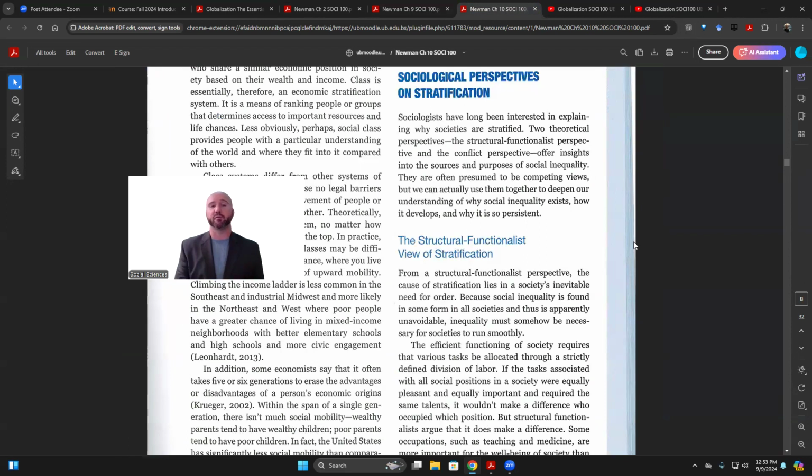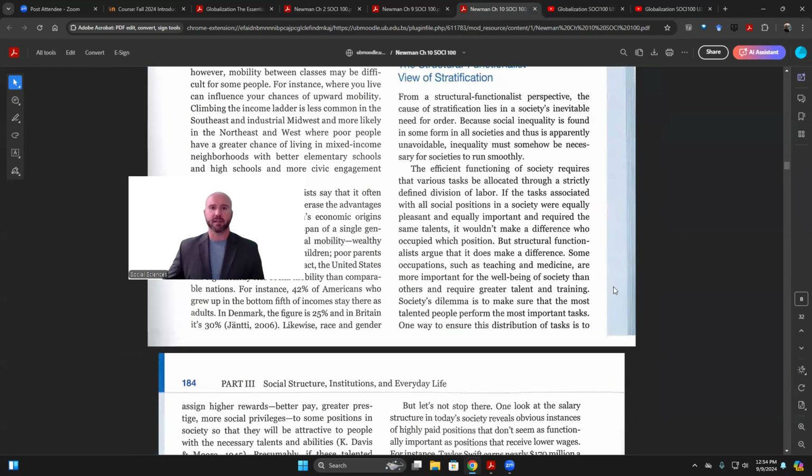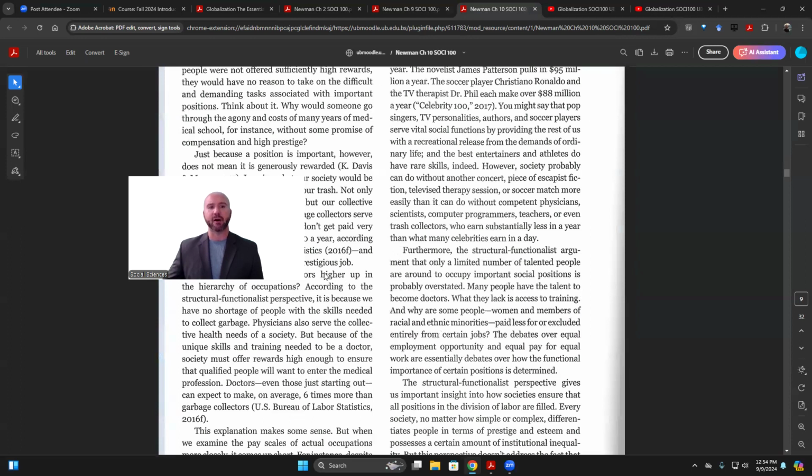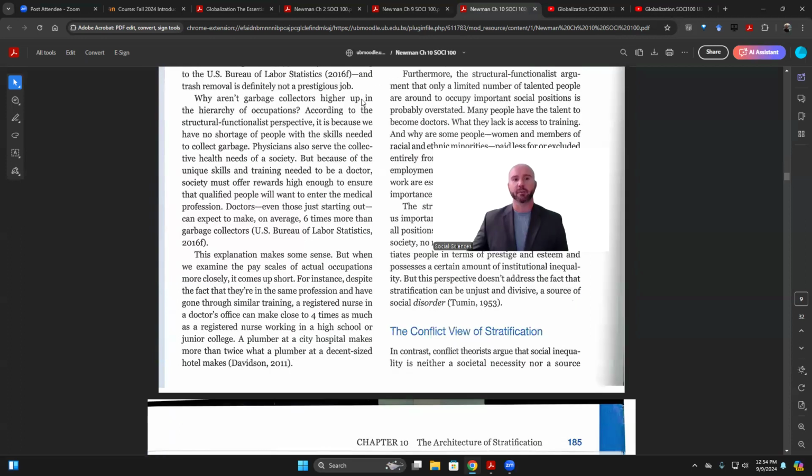Now, when it comes to the structural functionalist perspective on social stratification, as laid out in chapter 10 of Newman, we're not so much focusing on latent functions or unintended consequences, but more so on the manifest functions, the purpose of the social institutions. Like the manifest function of the economy is to efficiently allocate the production and distribution of goods and services. So here we can think about the distinction between garbage collectors and physicians. I'm not making this example up.